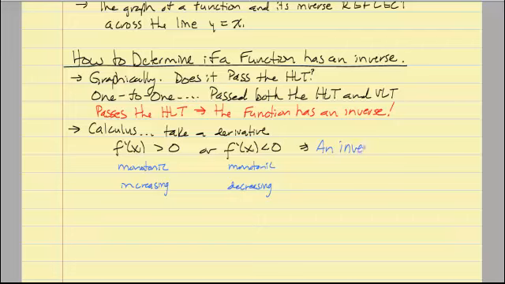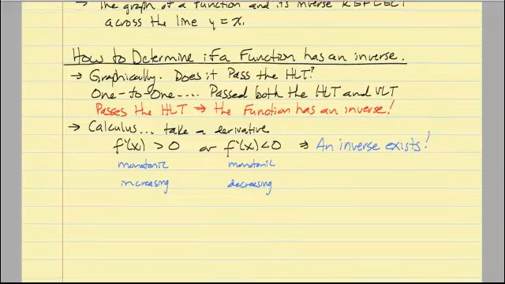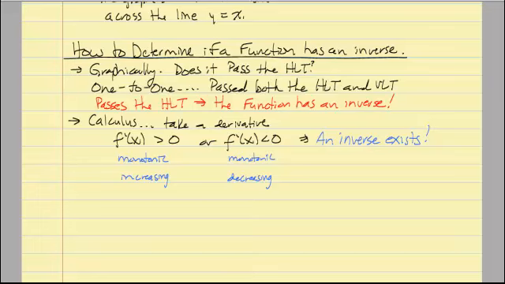Another way to look at this is to go ahead and take that first derivative again. And if we find the first derivative, and that first derivative does not have any critical numbers, that's basically saying that there's no local extrema, and that means it's one-to-one, which means an inverse exists again. So there's quite a few different ways that we can look at that. Let's go ahead and look at some basic graphs next.